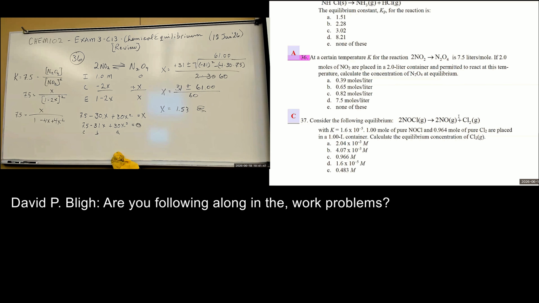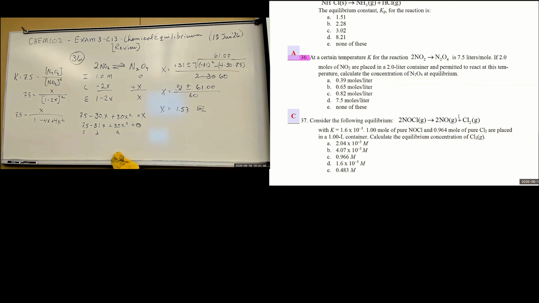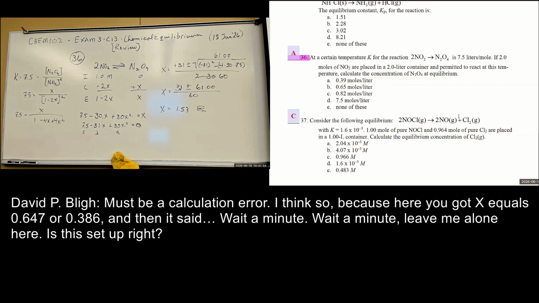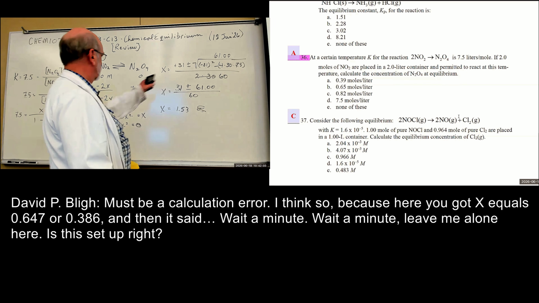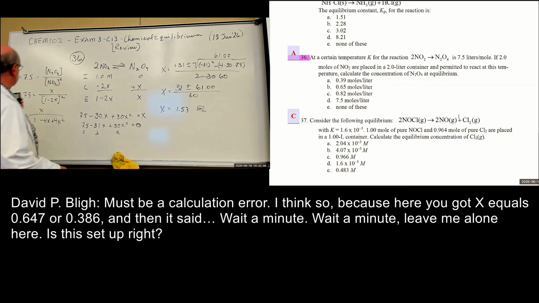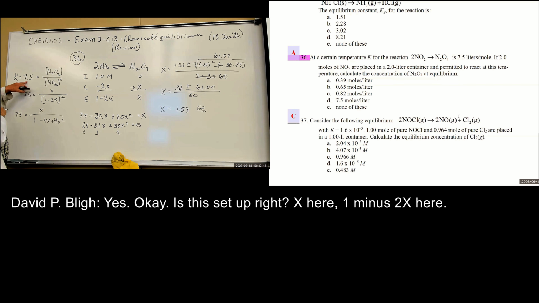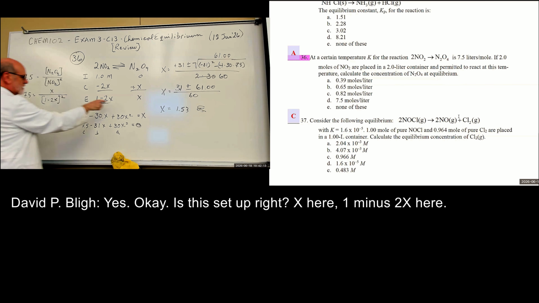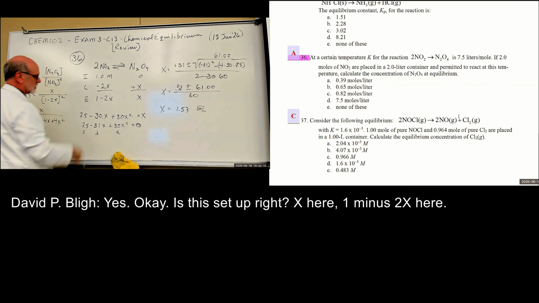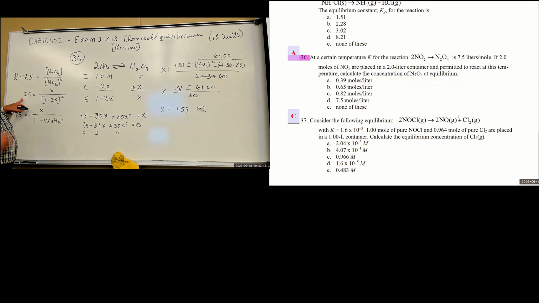Are you following along in the work problems? Yeah. 36. Tell me what I did wrong. Must be a calculation error. I think so, because here you got x equals 0.647 or 0.386, and then it said Wait a minute. Leave me alone here. Is this set up right? Yes. Okay. Is this set up right? X here, 1 minus 2x here. Did I do it that way? Or did I use a fraction?